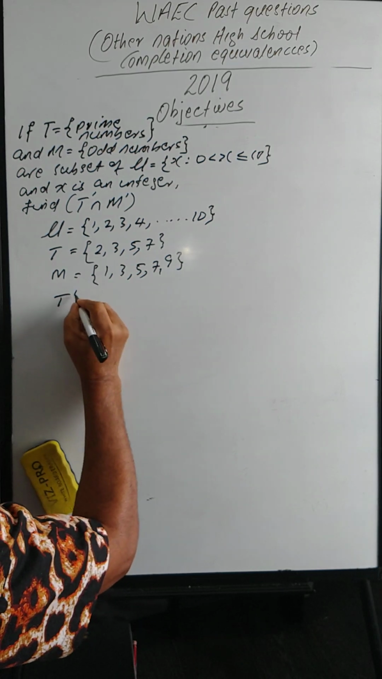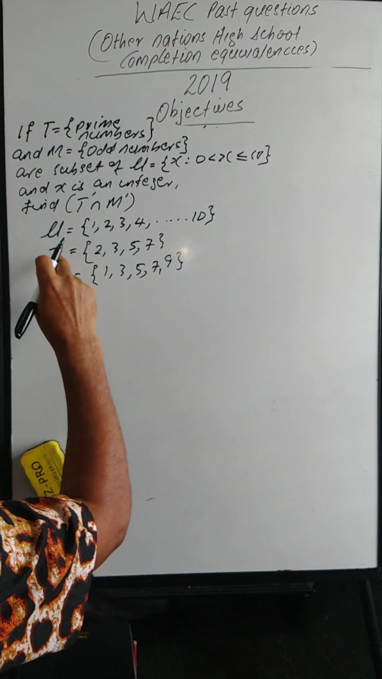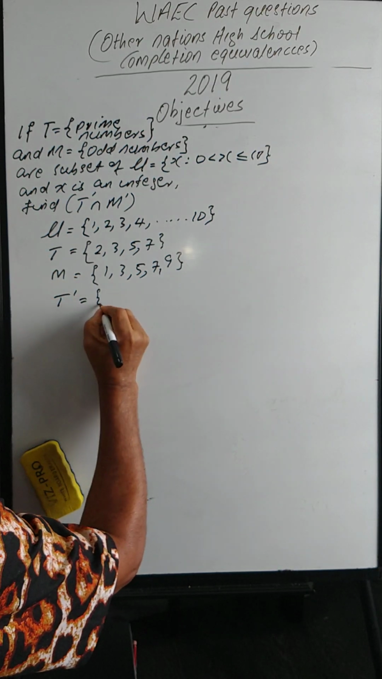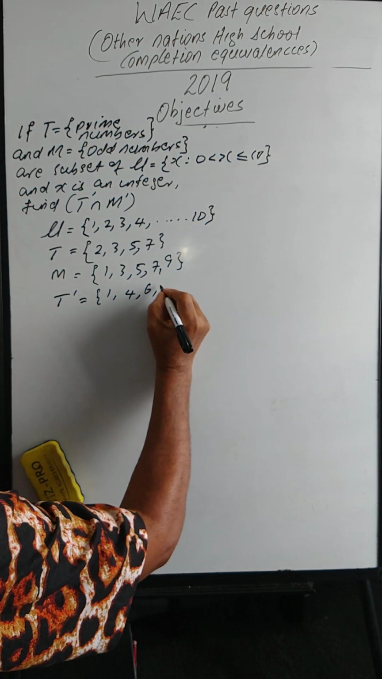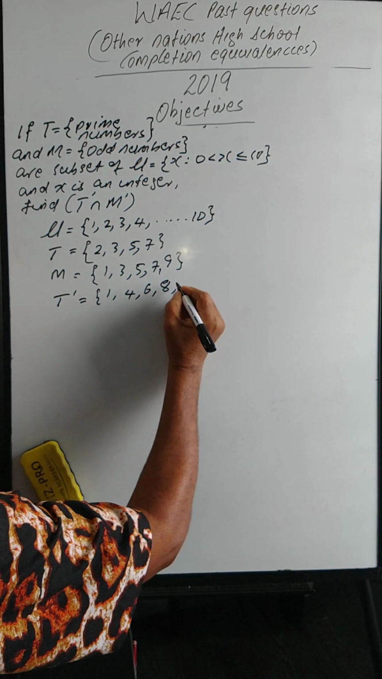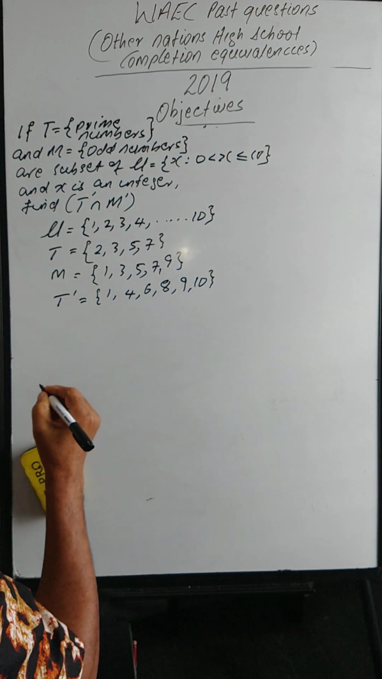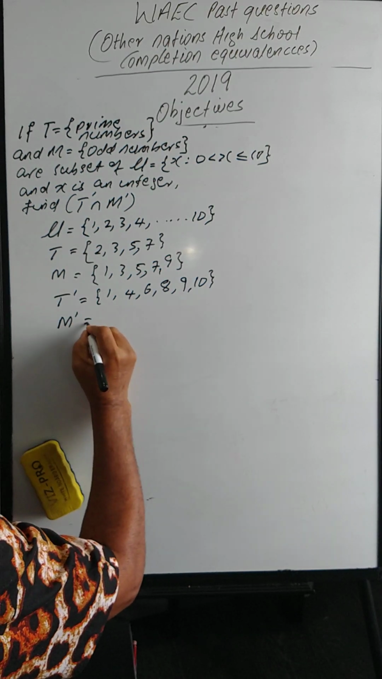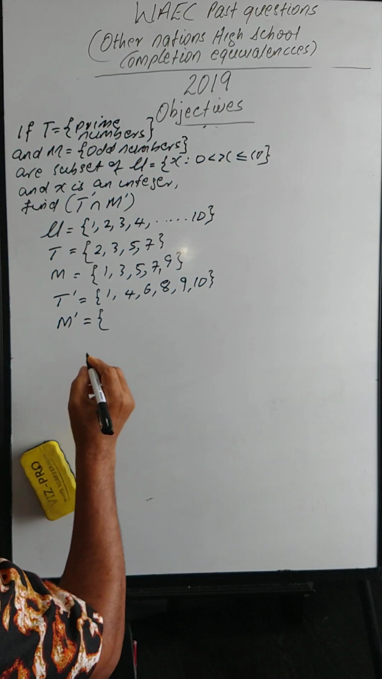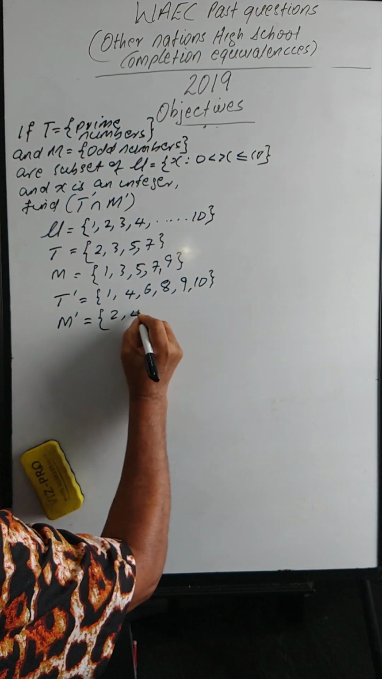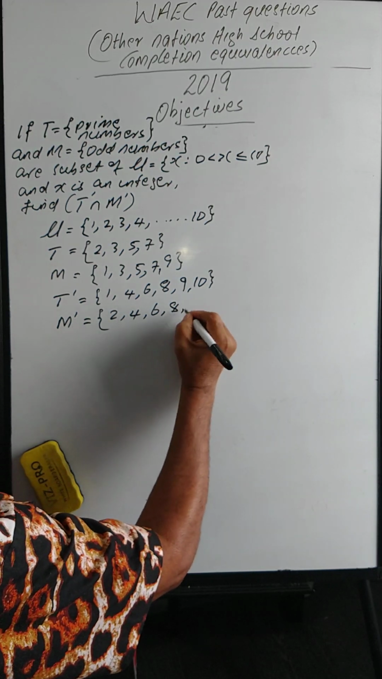Therefore, t prime, which is all the elements in the universal set that are not in t, that will be the set of 1, 4, 6, 8, 9, and 10. While m prime, all the elements in the universal set that are not in set m, are 2, 4, 6, 8, and 10.